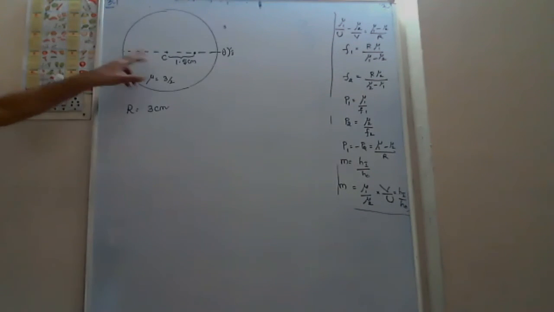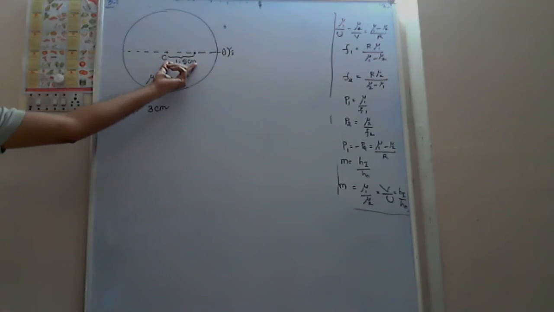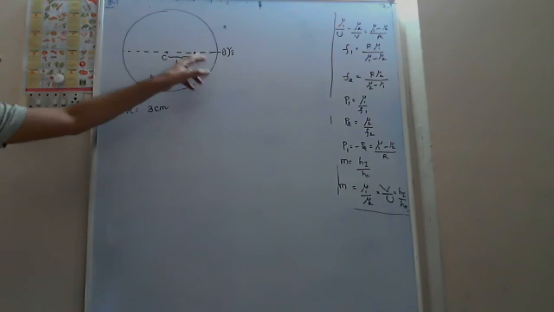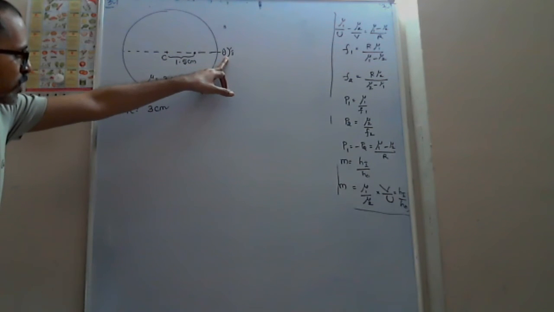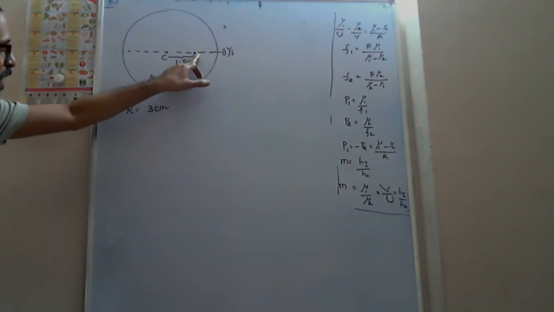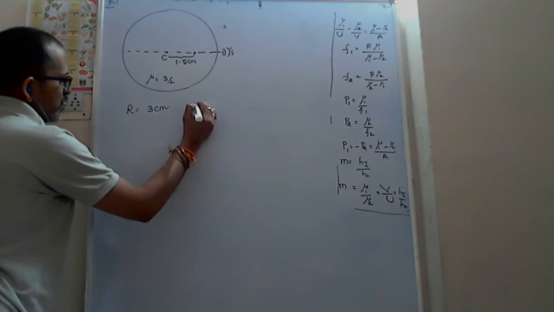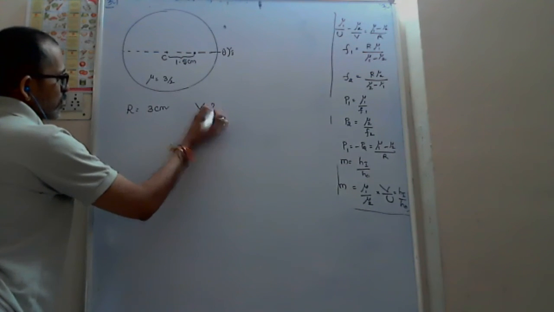When the air bubble is at a distance of 1.5 centimeters in this glass sphere, while viewing from outside, from air, at what distance does that bubble appear? Appeared at what distance means image distance. V equals how much?